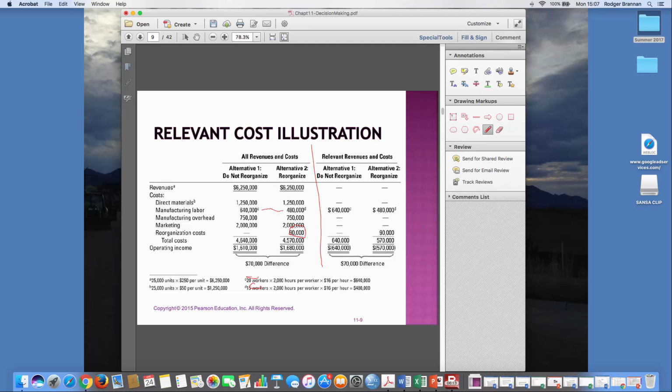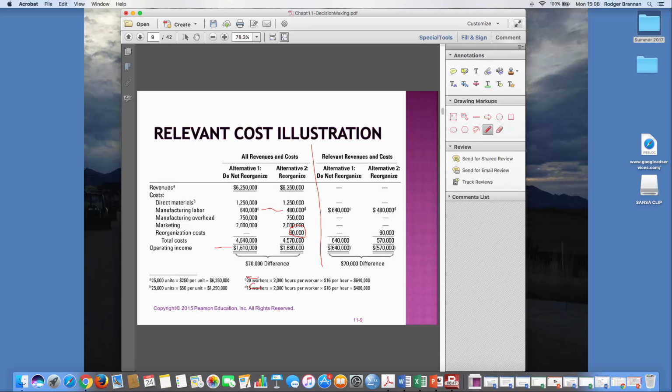So these are what I'm looking at. Do I make the $90,000 investment with the idea that in the future I will save some cost, okay? And the cost savings is a function of the decrease in the number of workers. So I can do this. One, I can say no, that is maintain the status quo. And I can go through and look at my entire income statement and say, okay, if I maintain the status quo, that is with 20 workers, I will have operating income of the 1.61 million.